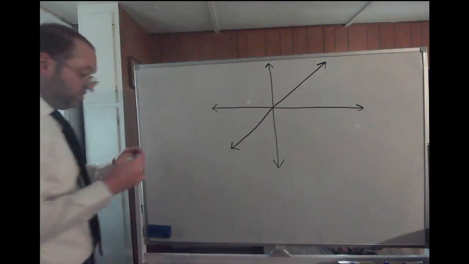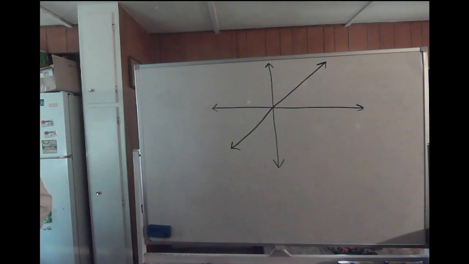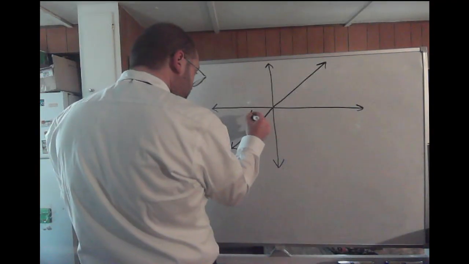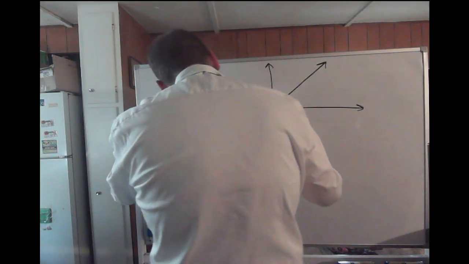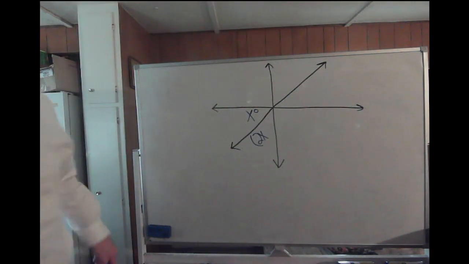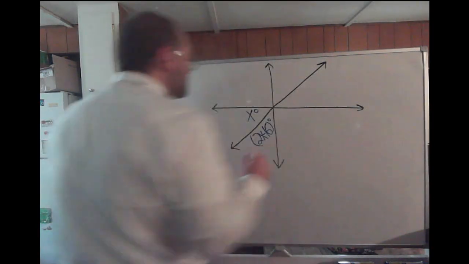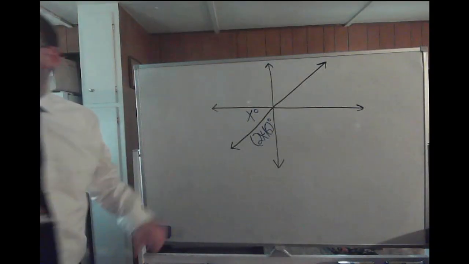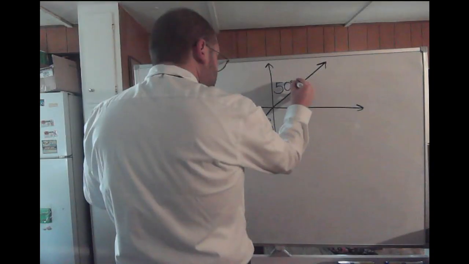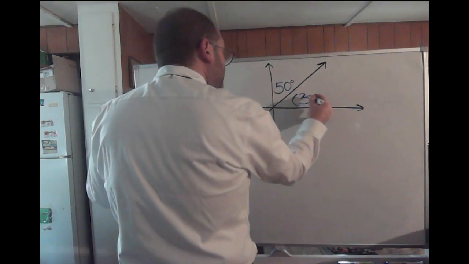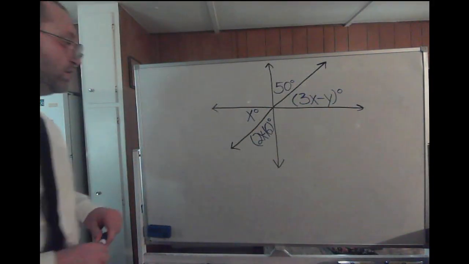Okay, so let's do that. This one equals x degrees. This one here is, let's see, what was that? 2x minus 16 degrees. And then this angle here is 50 degrees. This particular angle here is 3x minus y degrees. So that's where the second variable comes into play, all right?